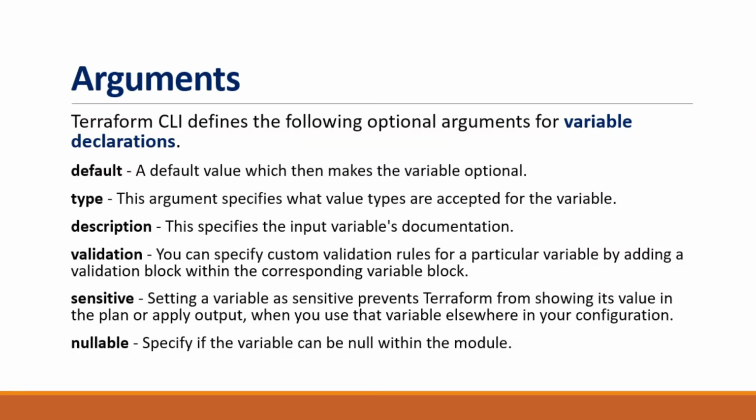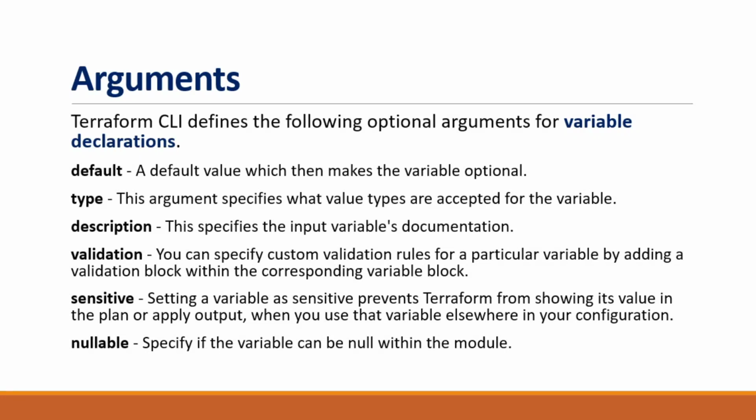So you can use a block description to write that information about your variable. Next we have validation. You can specify a custom validation rule for a particular variable by adding a validation block within the corresponding variable block. So inside the variable block itself, you can create one more validation block, and you can define your custom rules.